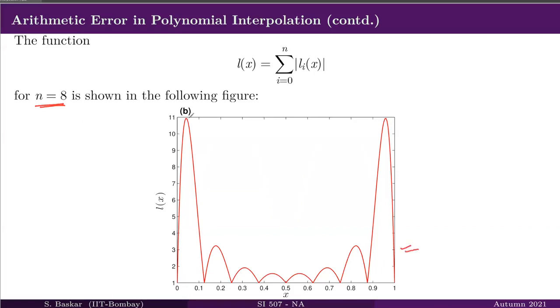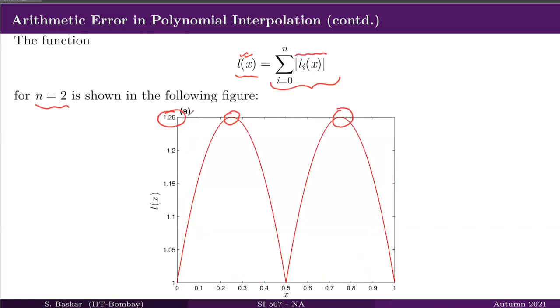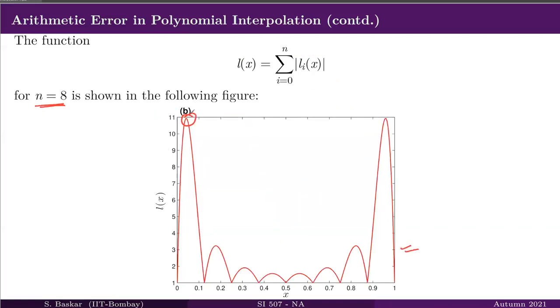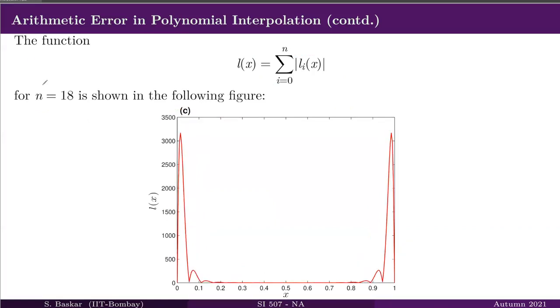Again, you can notice that the maximum of this function L of x is now very near to 11. Previously, it was just 1.25. Now it grew to 11. And then I went further to n is equal to 18 and see that the maximum of the function L of x had grown quite significantly, and it is very near to, in fact, 3000. So from 8 to 18, it has increased quite rapidly.